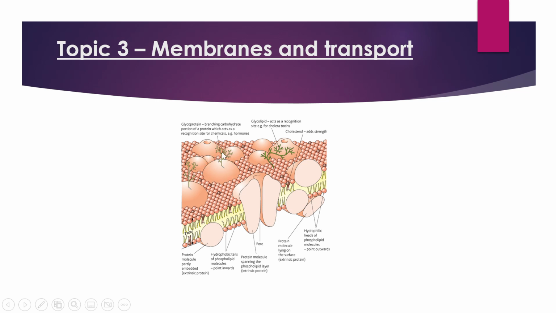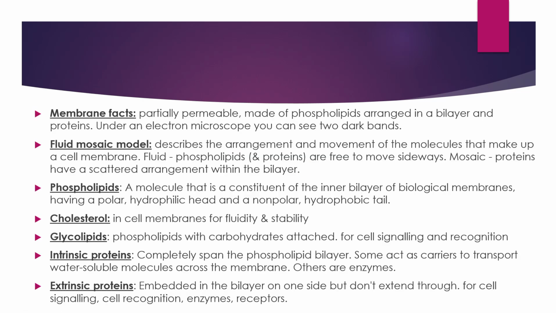You might have glycoproteins on the surface, which are carbohydrates attached to a protein, which are for cell recognition for like hormones. Glycolipids act as recognition sites, for example, for cholera toxins. And then you've got cholesterol, which adds strength and fluidity to the membrane. So membranes are partially permeable, made of phospholipids arranged in a bilayer and proteins.